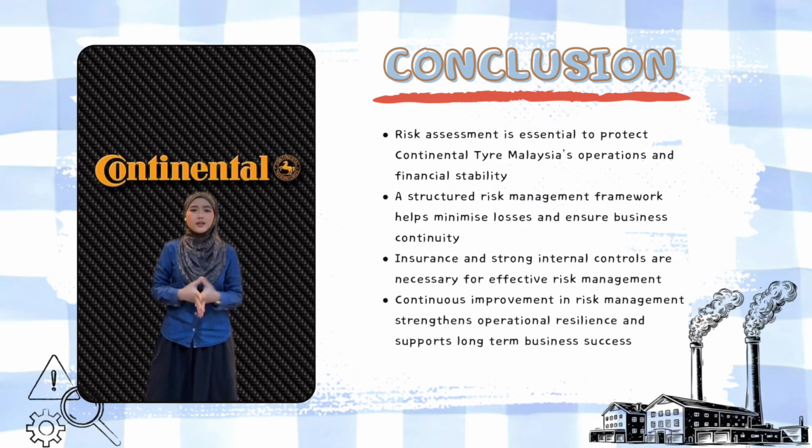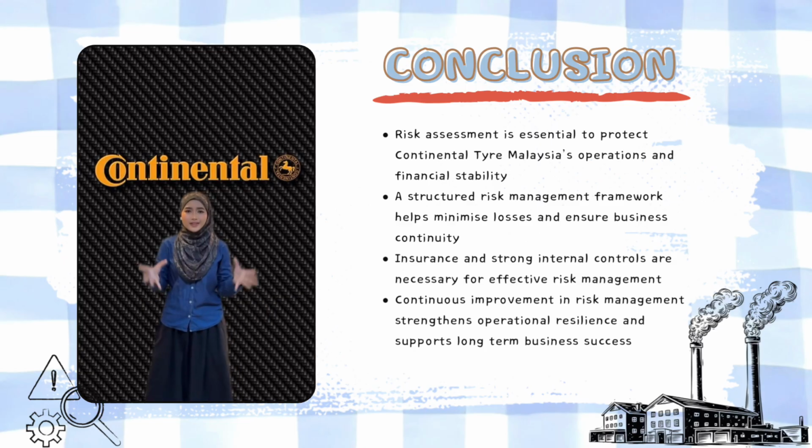By implementing a structured risk management framework together with appropriate insurance coverage, preventive maintenance, employee safety training, and strict compliance with standard operating procedures, Continental can minimize these risks and strengthen its business continuity. Overall, effective risk management not only protects the company's assets and employees, but also supports its long-term operational efficiency and sustainable business growth.